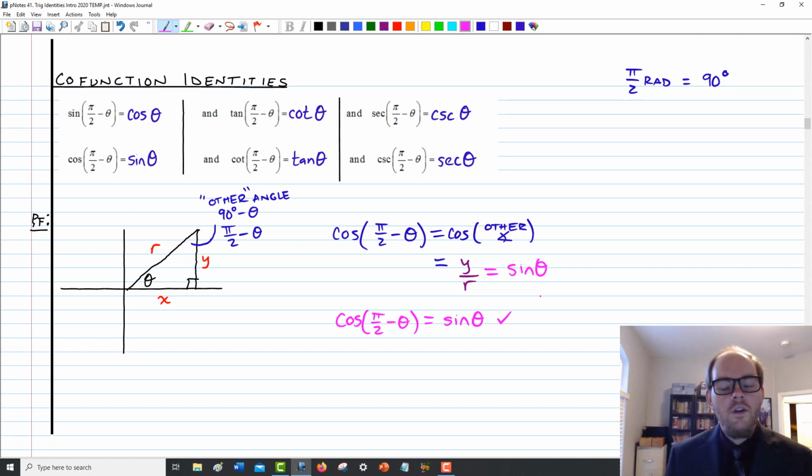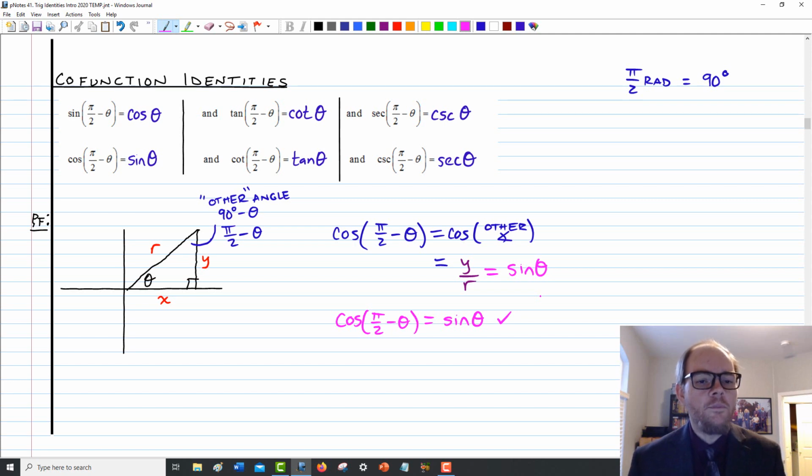Cofunction is kind of with the other function. It goes along with that other angle. So anytime you're asked about a cofunction, if you want to ground it into something concrete, sketch a triangle and think about it as the other angle that we didn't label, and the relationship will show itself, just the same way as these trig identities do.